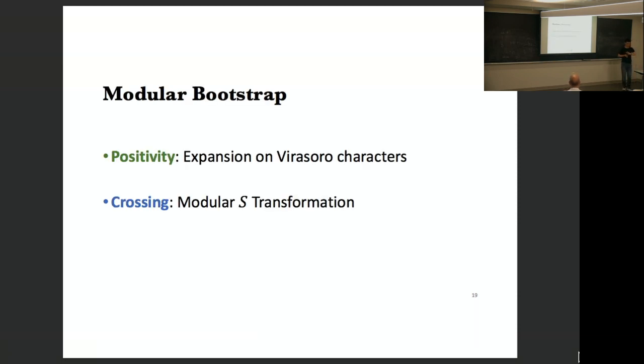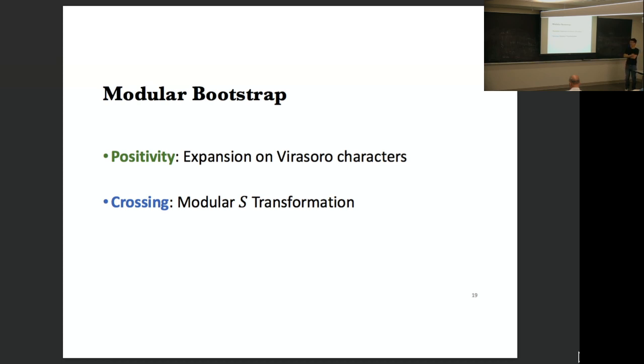So we were talking about the ingredients in any bootstrap program. The first one is to have a positive function. In the usual four-point function bootstrap, you start with a four-point function, and you can decompose it onto the conformal blocks. The coefficients are the OPE coefficients squared, which in a unitary theory have to be positive. In the current case, we will be bootstrapping the torus partition function. The torus partition function can be expanded onto the Virasoro characters. The coefficients are now the degeneracy of the states in that Virasoro representation. The degeneracies in a non-ghostly theory have to be positive.